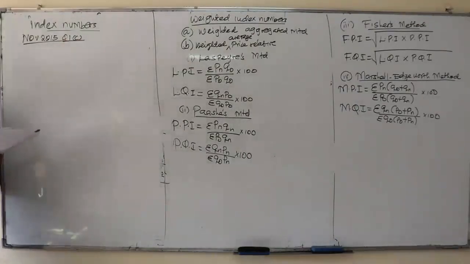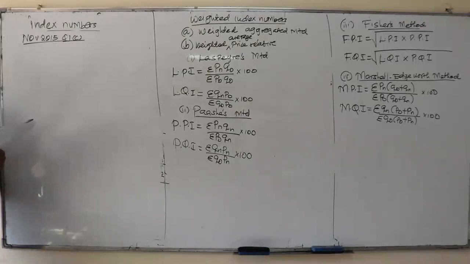Now, this is what we're being told there. The following information relates to the expenditure of a certain family during the years 2013 and 2014. We have the year 2013, and we also have the year 2014. We've been given the quantity and the price per unit. You are required to find the Laspeyres price index and also the Paasche price index.